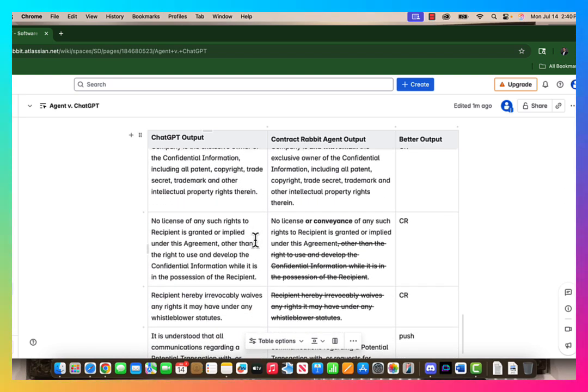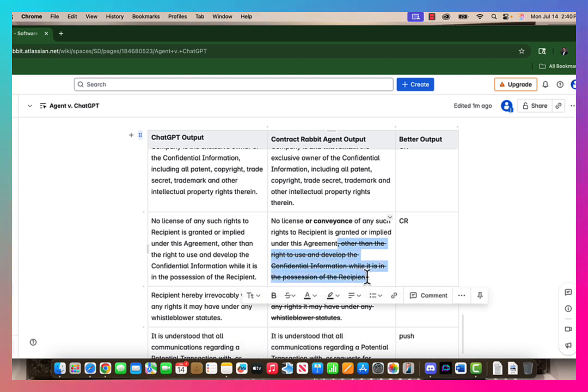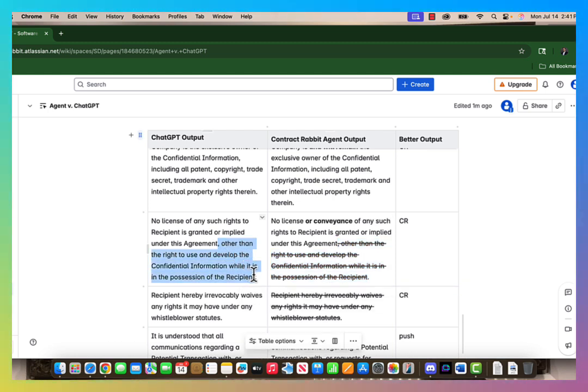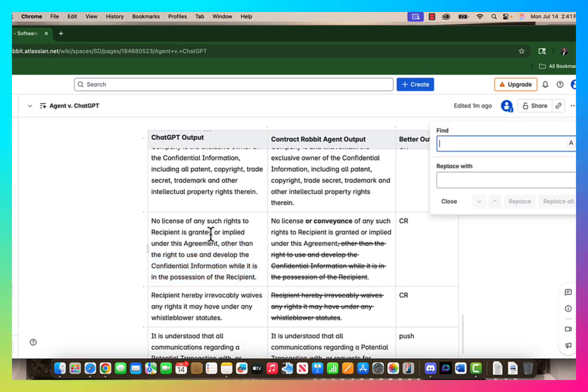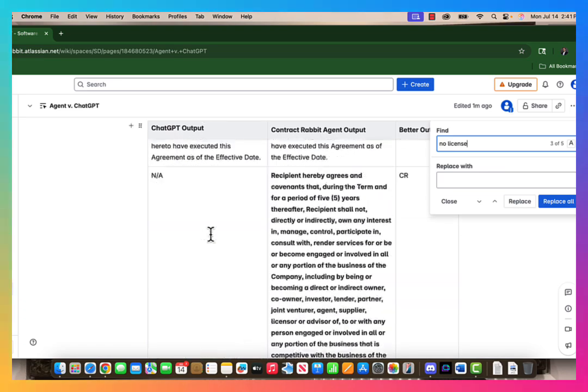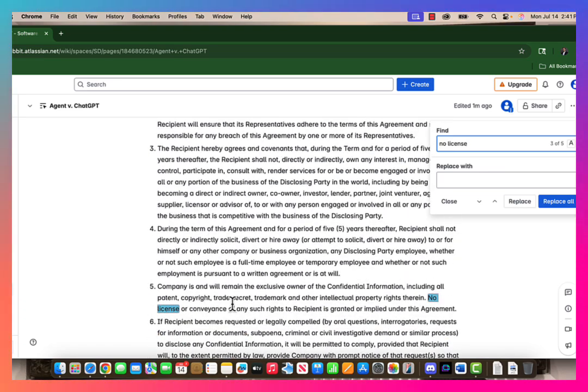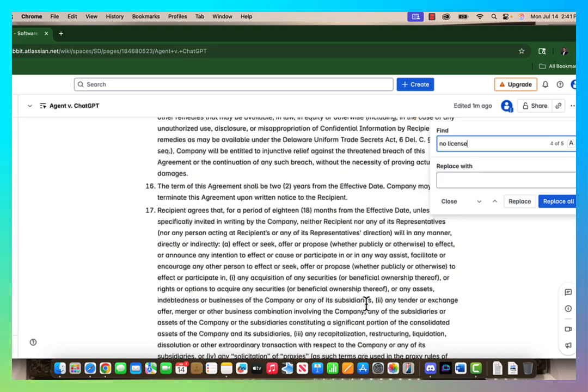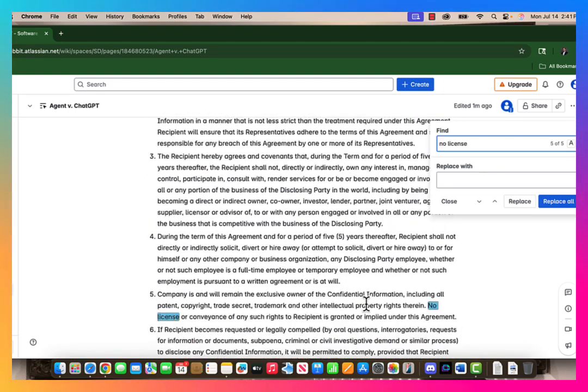Here's a good one. So, similar to the carve-out from the definition of confidential information, this language does not exist in any of the precedents, and this carve-out in this sentence is actually really, really important, and ChatGPT is just kind of gliding over it, not really noticing that it doesn't exist in any of the precedents. And let's just verify that again. No license or conveyance of any such rights, granted or implied. Same thing there.